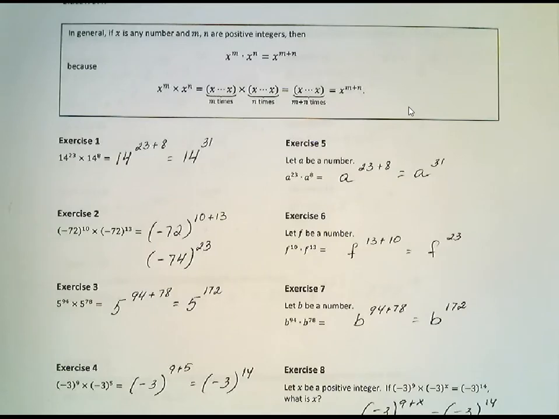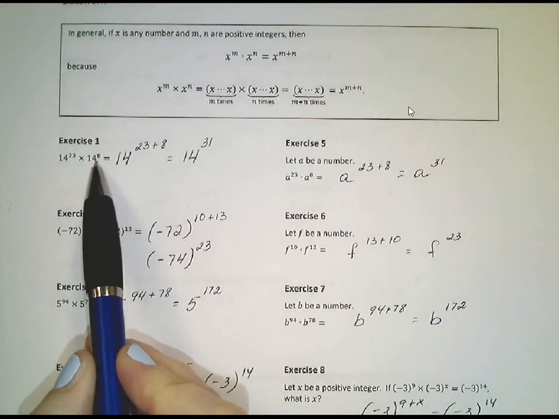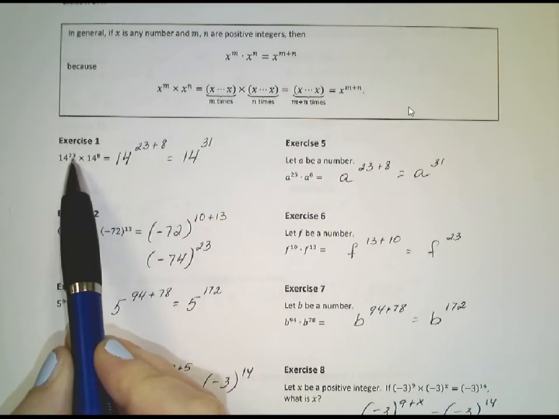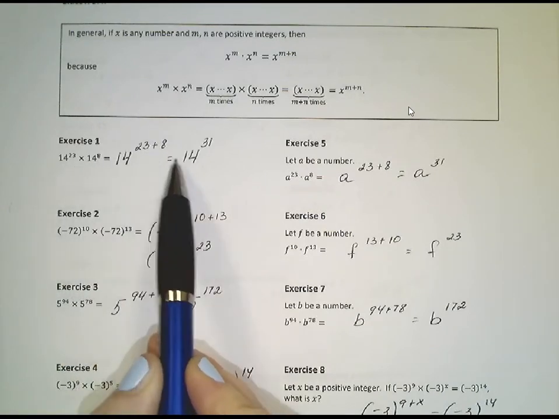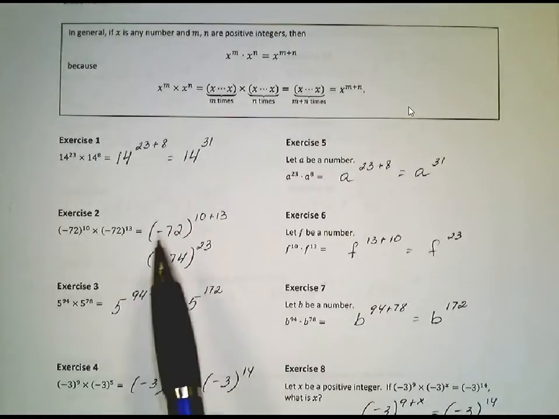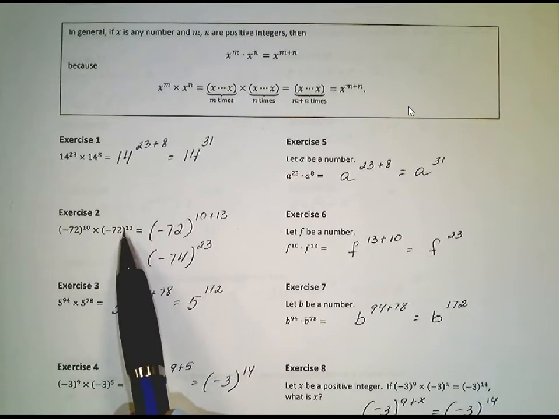All right, so here are the answers. So for number 1, you have the same number, 14, the same base, multiplied by itself 23 times and multiplied by itself 8 times. So basically what you're doing is you're adding the exponents, 23 plus 8, and that is 14 to the 31st power. Exercise 2, make sure you have parentheses around negative 72 because that's what you're going to multiply by itself.